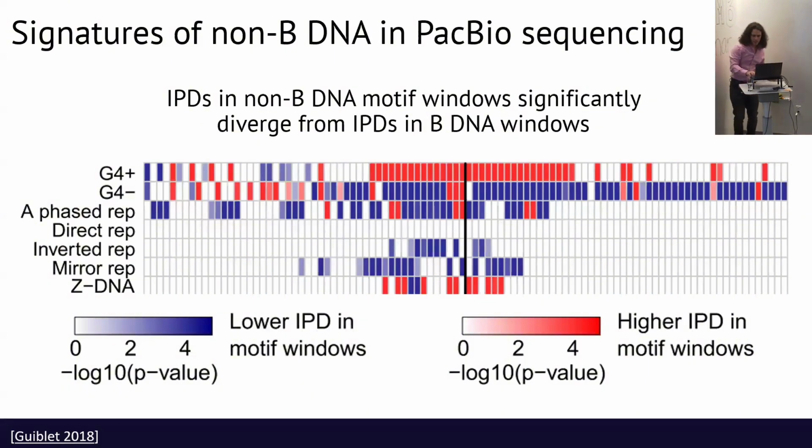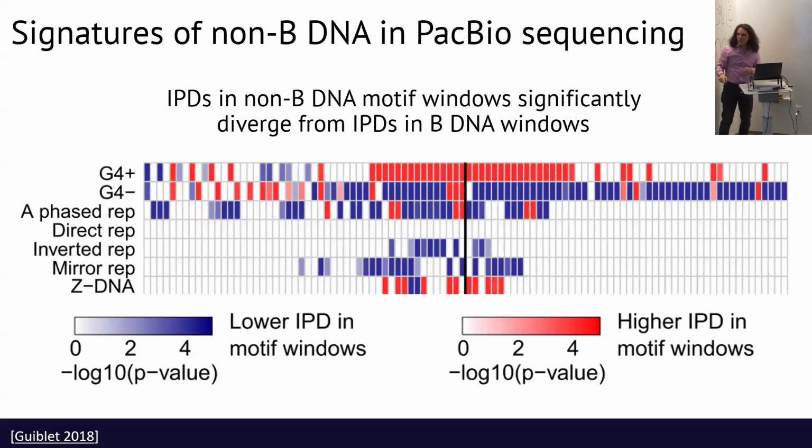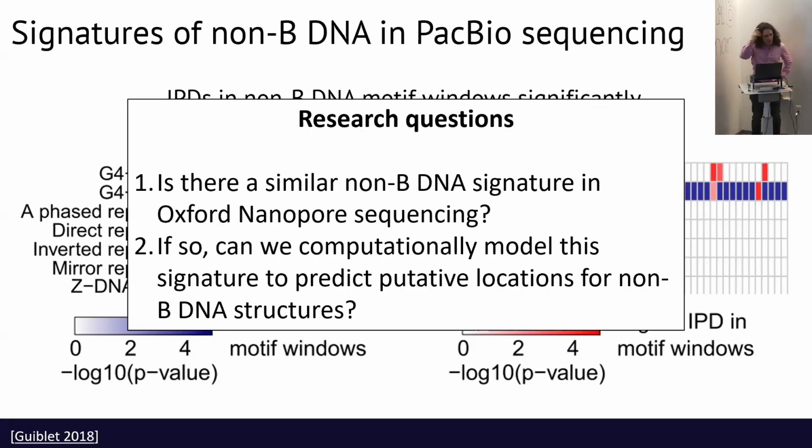And they find exactly what we see with the quantiles. We see higher IPDs in G quadruplex, higher IPDs with respect to the statistical test compared to the B DNA, and lower on the reverse strand. And so there's some signature for these other non-B motifs as well. It seems like some specific signature.